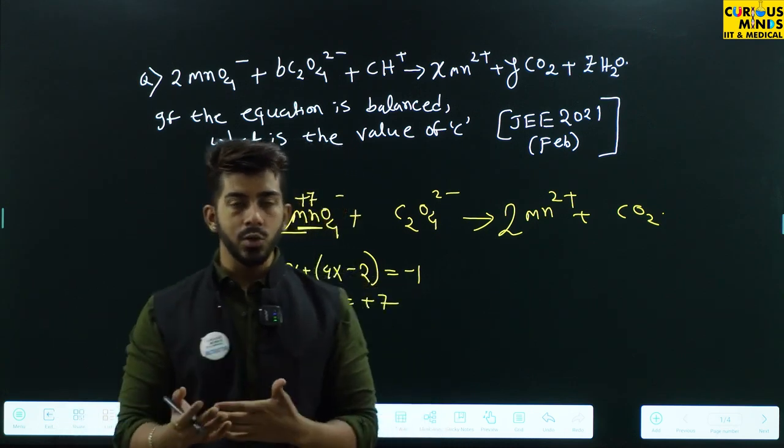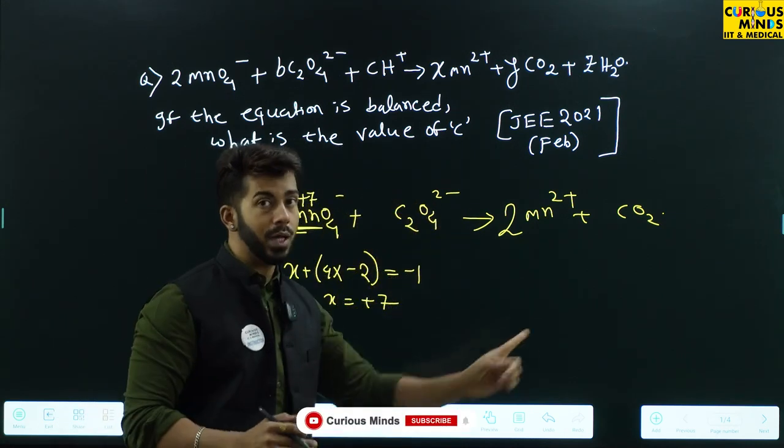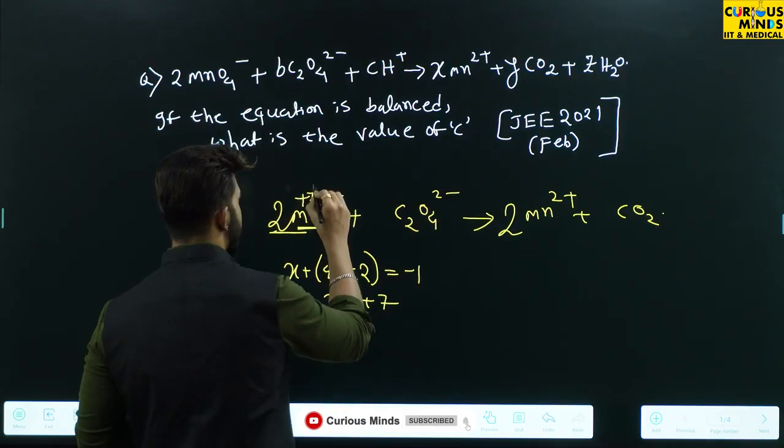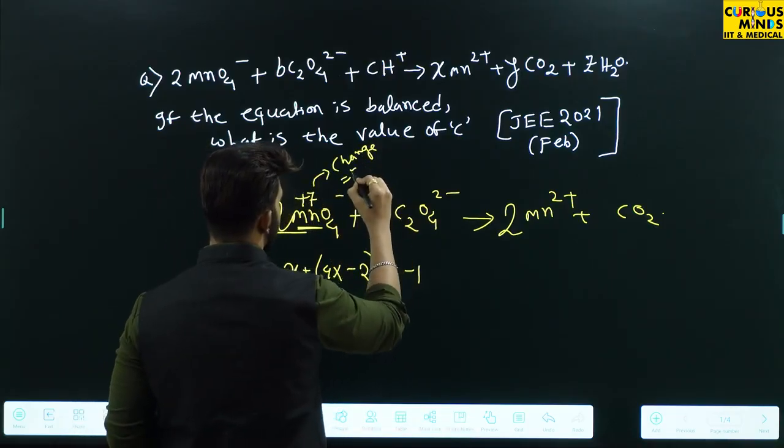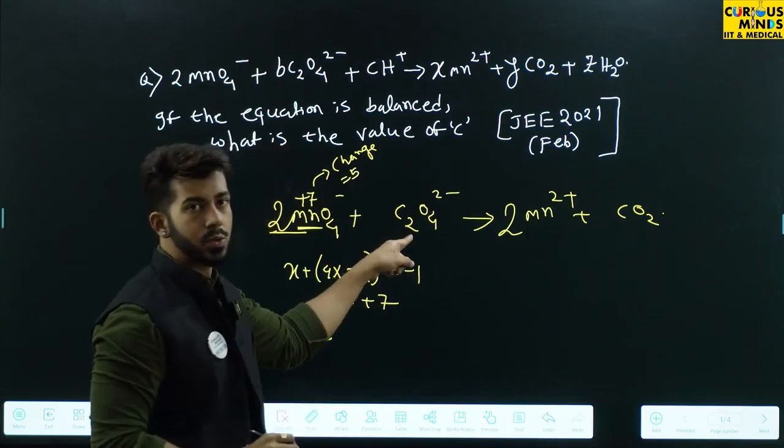And what is the change in oxidation state? Plus 7 to plus 2. That means 5. So change in oxidation state equals 5.